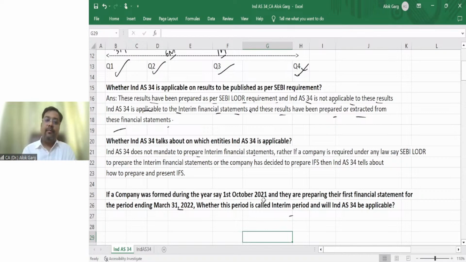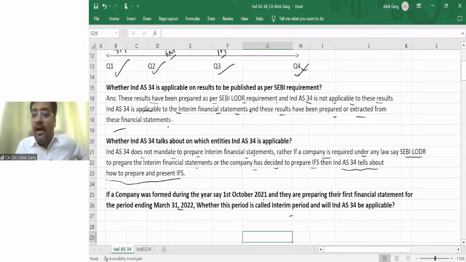Is that clear? So Ind AS 34 does not mandate preparing interim financial statements. Rather, if a company is required under any law, say SEBI LODR, to prepare the interim financial statement, or the company has decided to prepare interim financial statements, then Ind AS 34 tells about how to prepare and present IFS, interim financial statements, right? How to prepare and present interim financial statements. Is that clear?